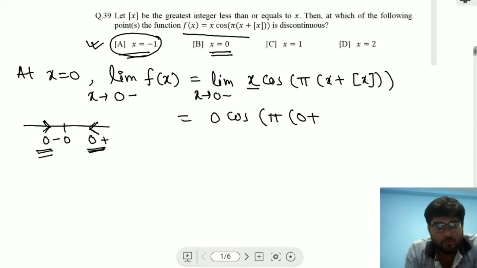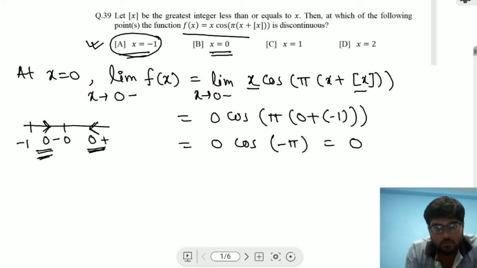So for the left hand limit, the box x, which is less than 0, will always be equal to minus 1. So it will be minus 1. So 0 cos of minus pi, this is 0 over here, and we multiply 0 with something, so it will obviously be 0.